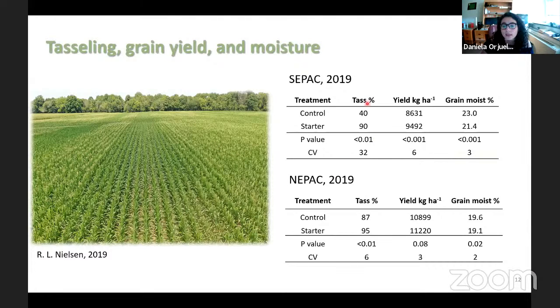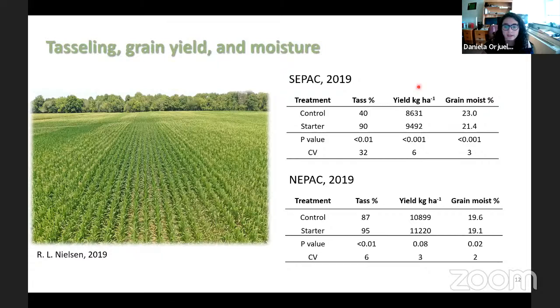This indicates that, in fact, the starter did accelerate the plants to reach reproductive stages, so it takes fewer days to get to tasseling. And this result in tasseling can be related with grain moisture. We were able to detect a difference of about 1.6% in moisture of a control versus a starter, where the starter treatments show a drier grain.